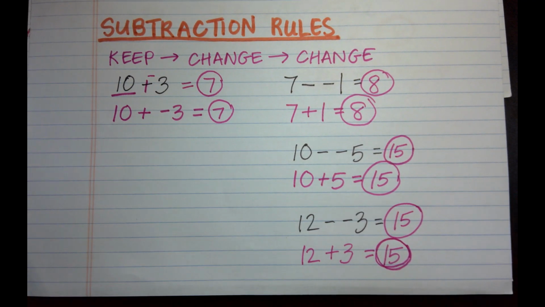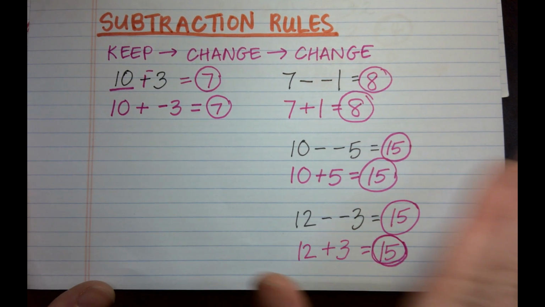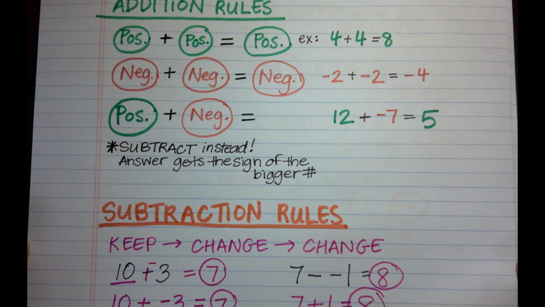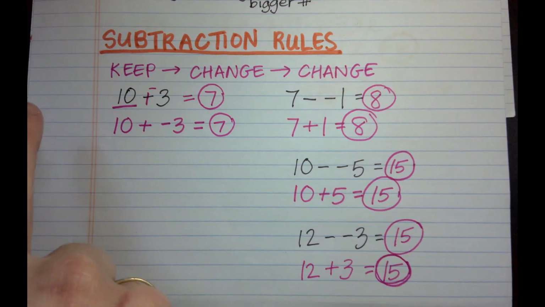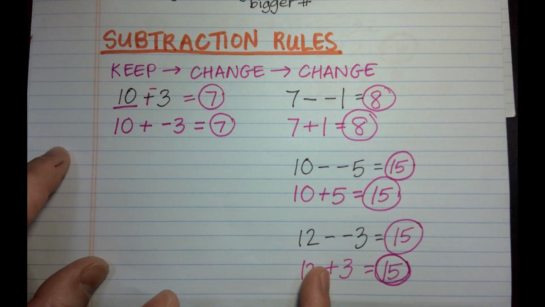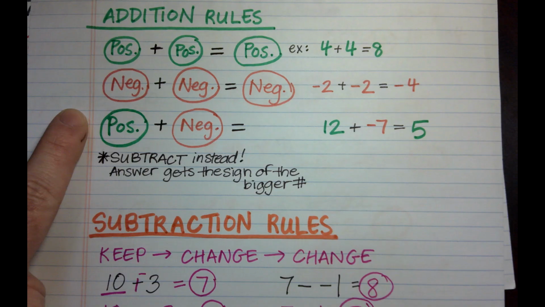We could do this with numbers of any sign, basically. Addition, you've got all these rules that we talked about the other day. Subtraction, we've got the keep, change. And once we've changed it to addition, we can just follow the addition rules up here that we have.